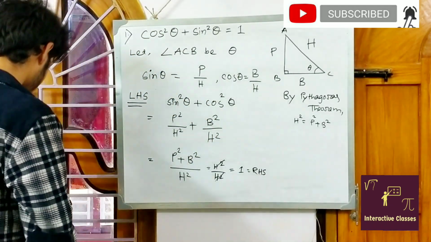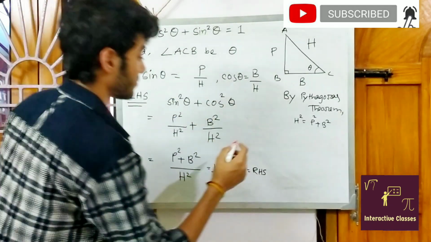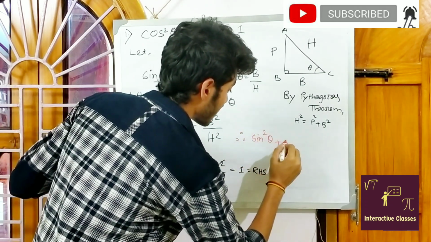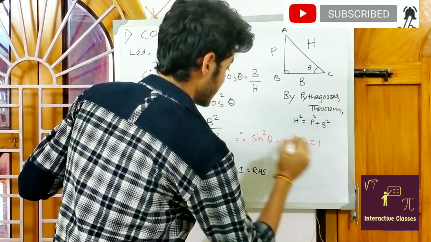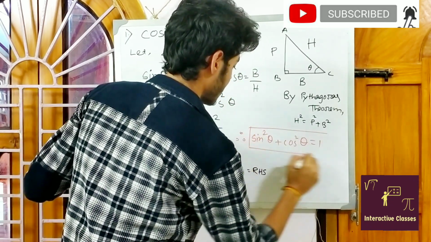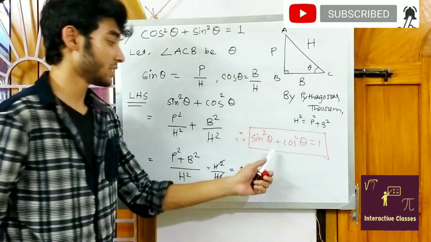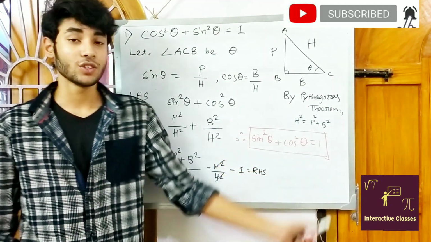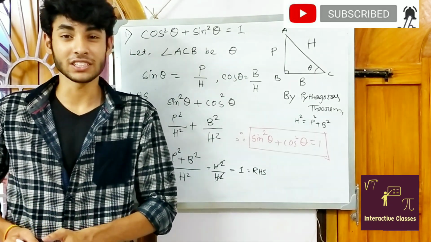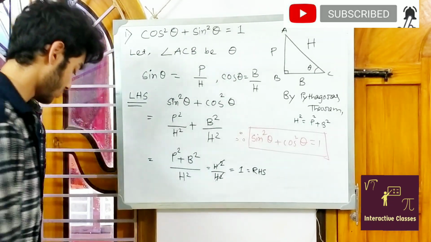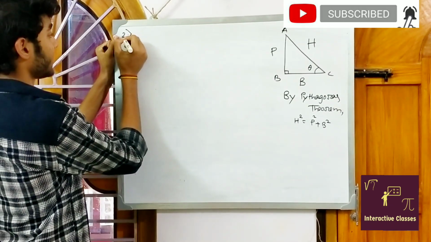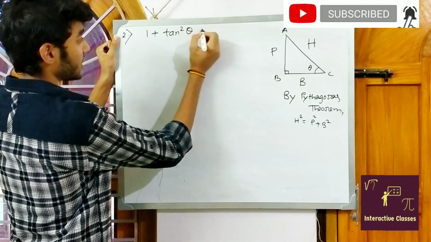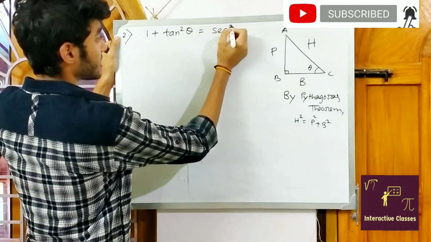Therefore we can say sin square theta plus cos square theta is 1. This is the first identity and this is the first proof. The proofs of these identities are not necessary from the exam point of view, but to understand them, our second identity is 1 plus tan square theta equals sec square theta.